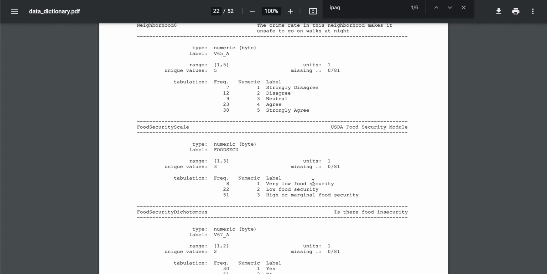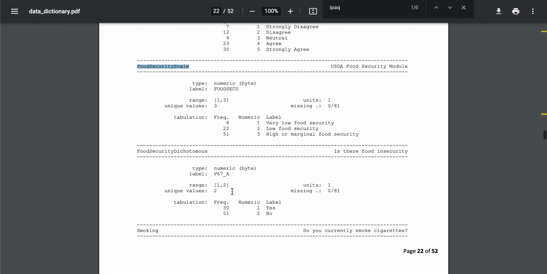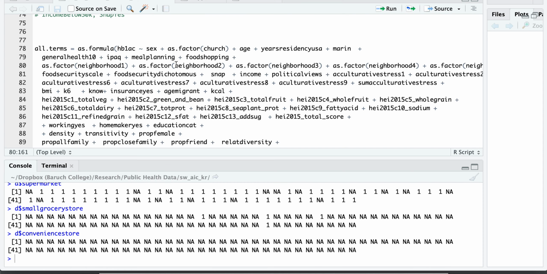We have a food security scale. It is categorical, but there's also an order involved. So there's that, and then we have food security dichotomous, because these two are more or less saying the same thing. And this one has two categories, which is a little bit more balanced, yes and no. I would go with this one, meaning that, oh, but I use both.